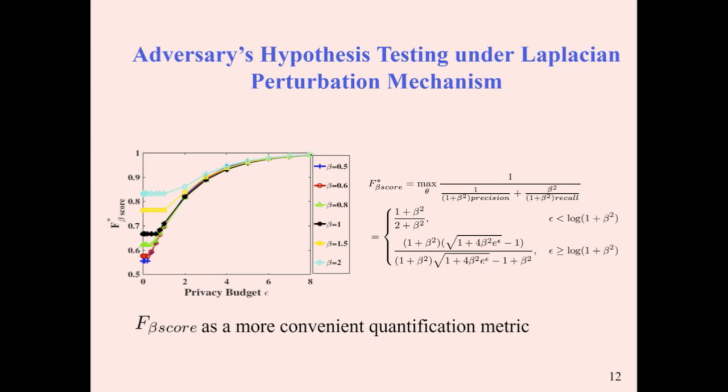Let's focus on beta equals 1, the black line. You can see that as you increase the privacy budget, the F beta increases. And F beta, again, indicates the ability of the adversary to infer the database. So the higher it is, the worse the situation becomes for the individual.